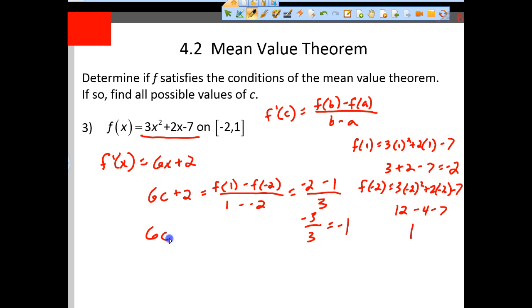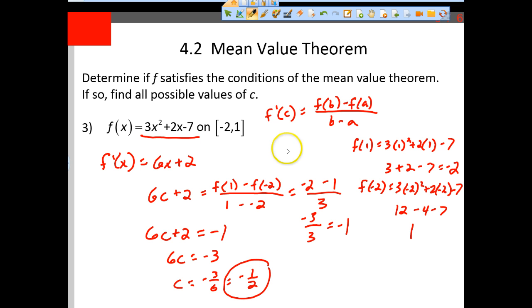So 6c plus 2 is equal to negative 1. So subtract 2, so 6c is negative 3. So c is negative 3 over 6, or negative 1 half. So c equals negative 1 half. So that means the slope of the tangent at x equals negative 1 half is equal to the slope of the secant from negative 2 to 1.